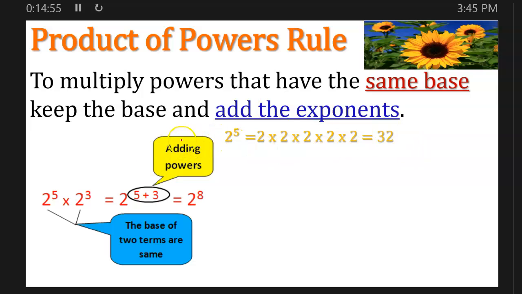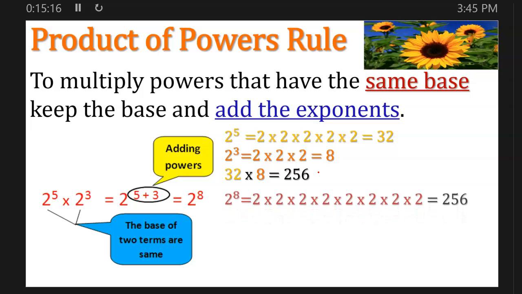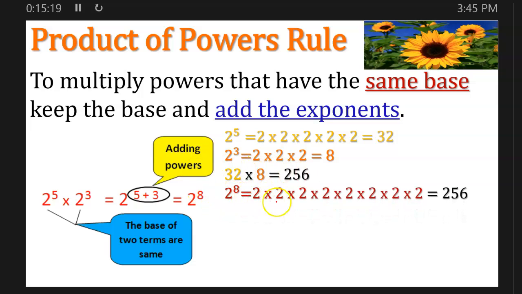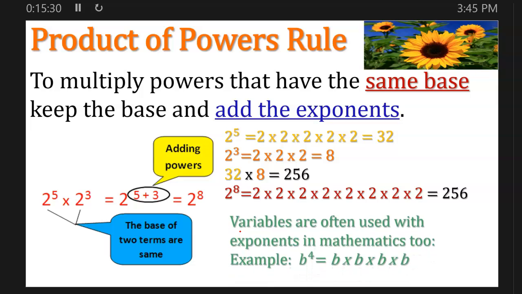Well, let's check to see if that's actually right. So 2 to the 5th power is 2 times 2 times 2 times 2 times 2, which is 32. And then 2 to the 3rd power is just 2 times 2 times 2, which is 8. Now if I take 32 and 8 and multiply those, I get 256. So the answer should be 256 if I actually expanded it out. And 2 to the 8th, 2 times 2 times 2 times 2 times 2 times 2 times 2 times 2, is 256. So yes, it does work out correctly. So just remember, if you're multiplying exponents with the same base, you just simply add those exponents together and it'll give you the correct answer.